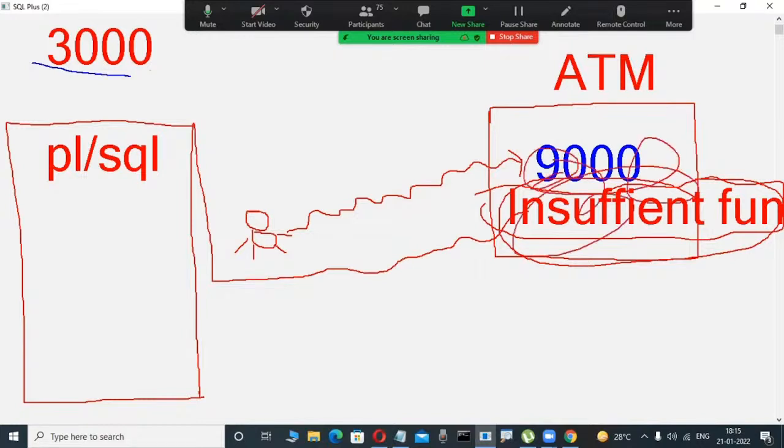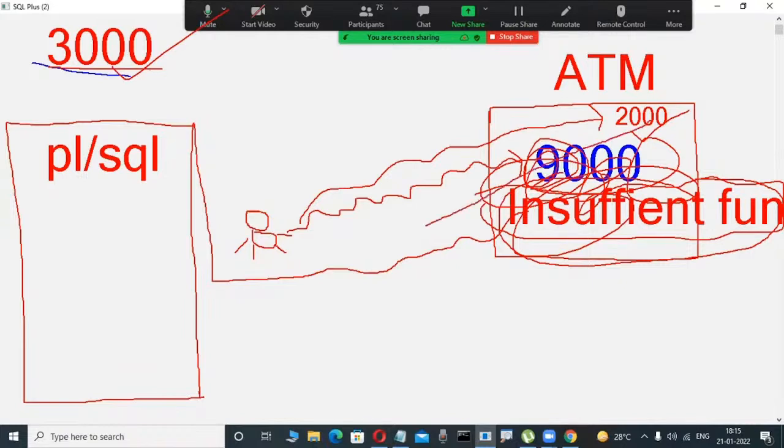Again, another scenario. For example, my balance is 3,000. Suppose I insert the ATM card. Now I try to withdraw 2,000 rupees, for example. Is it possible? Possible. Why? Because here my balance is 3,000. 2,000 is less than 3,000. That's why trying to retrieve it is possible. We are withdrawing the money, 2,000 is possible in this example.